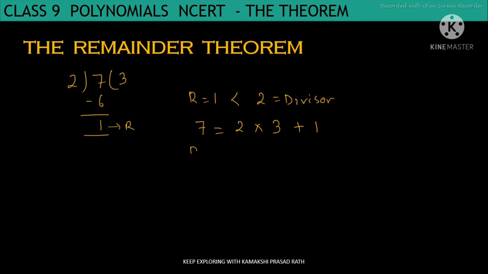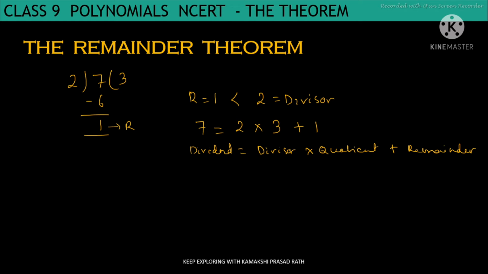that is, dividend equals divisor multiplied by quotient plus remainder. So this is the verification we use for checking the division process. That is, the division algorithm says dividend equals divisor multiplied by quotient plus remainder.